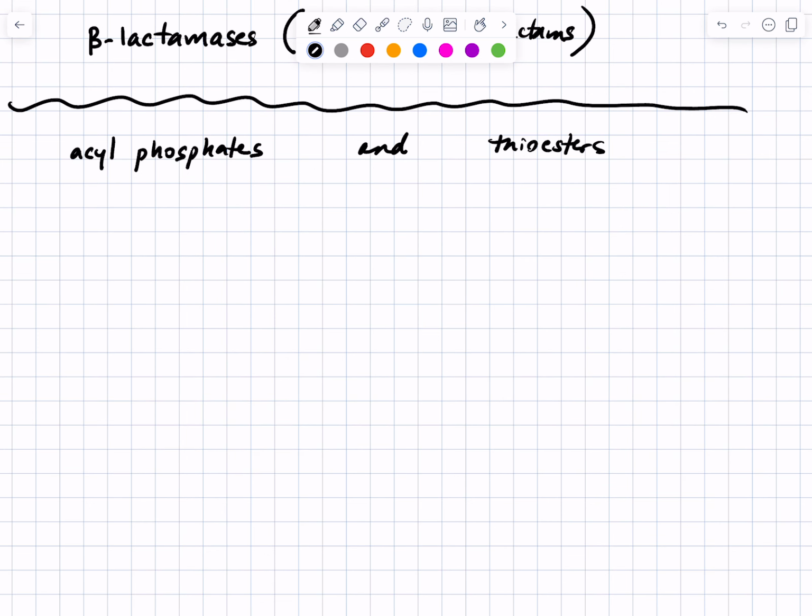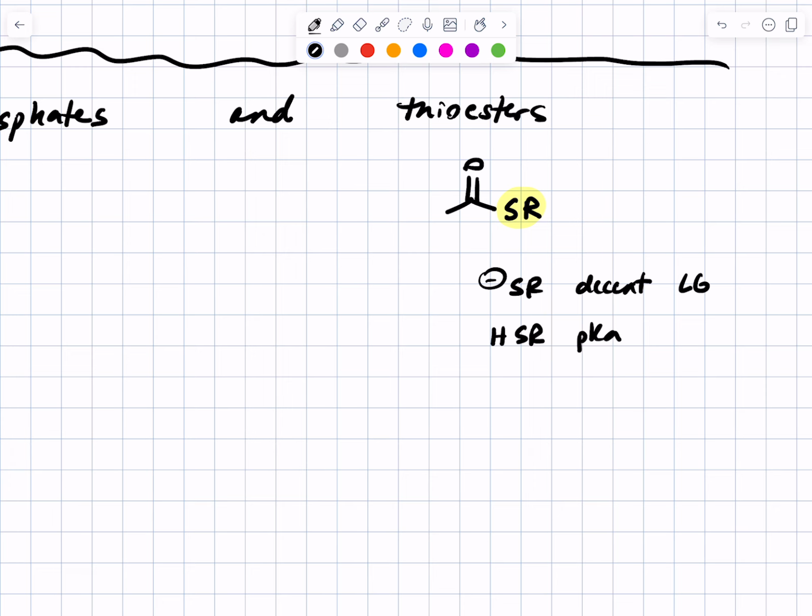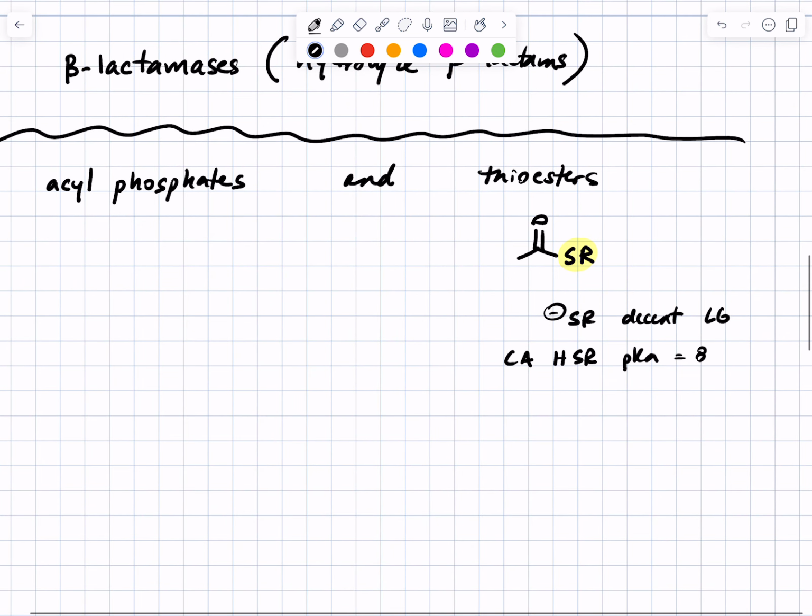So thioesters are pretty simple. You have a sulfur in place of the oxygen from an ester. We'll let what's on the sulfur be an R group. And as we've said, thioesters are reactive in nucleophilic acyl substitution reactions because the RS minus is a decent leaving group. Not as good as Cl minus, but certainly okay. And you can tell it's a decent leaving group because its conjugate acid has a pKa of around 8, meaning that at physiological pH, about 10% of thiols are negatively charged.